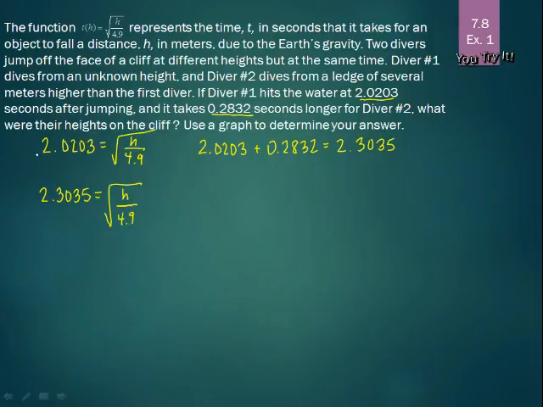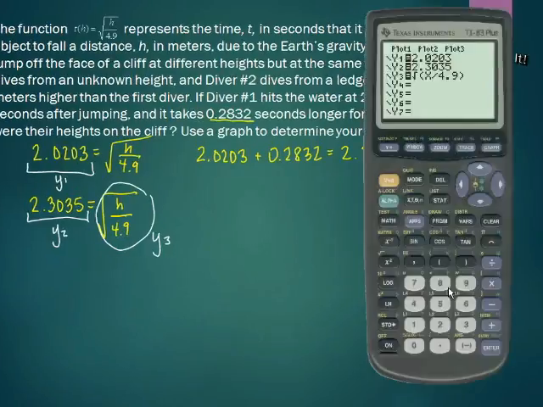So we can just type in diver 1's time into y1, and we can type in diver 2's time into y2, and then we'll put the function into y3, and that way we'll have 3 lines and we'll be able to see where y1 and y2 intersect with y3, and then we'll have the two different distances. Okay, so in my y equals menu, I've typed in my y1, y2, and y3, and I used x instead of h, and then we can go ahead to our graph.